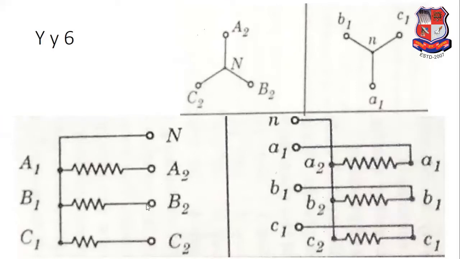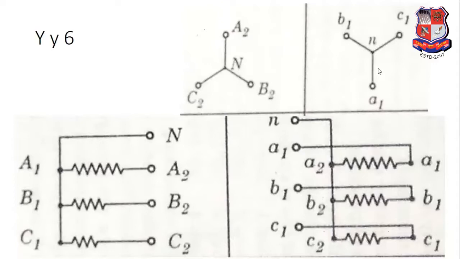A2, B2, C2, that is your input. Now, this is phase A, and with reference to this, phase A on the LV side is 180 degrees shifted. You can see this is the upper side. So 180 degrees shifted means this phase A is on the lower side. So, this is your phase A.